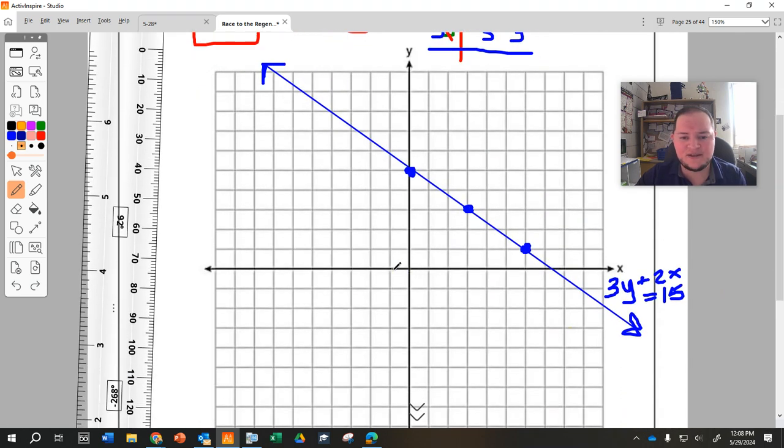We're going to go left 6. 1, 2, 3, 4, 5, 6. Up 9. 1, 2, 3, 4, 5, 6, 7, 8, 9. Ooh, my line wasn't very accurate, but it's supposed to go on there.